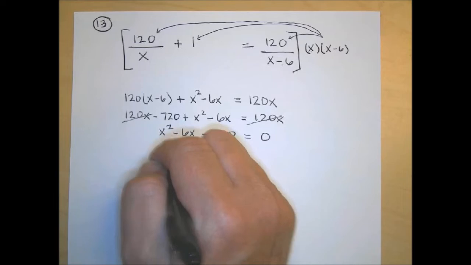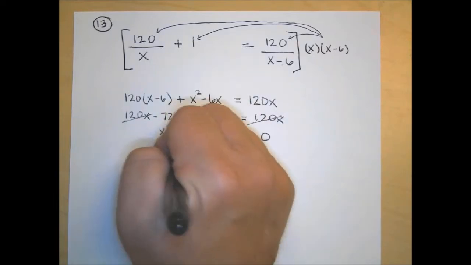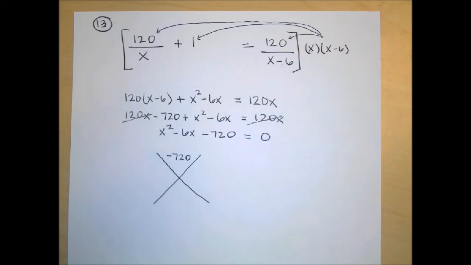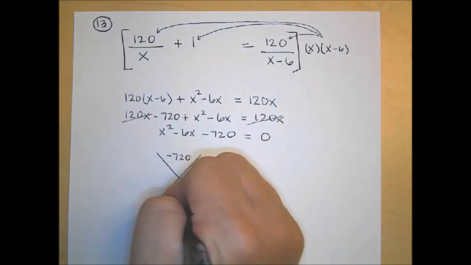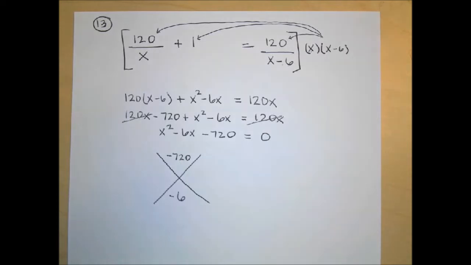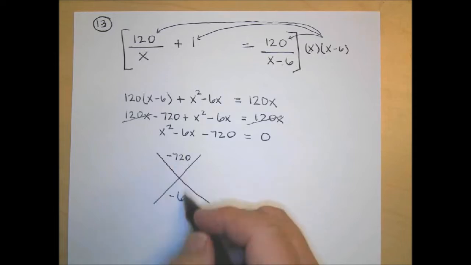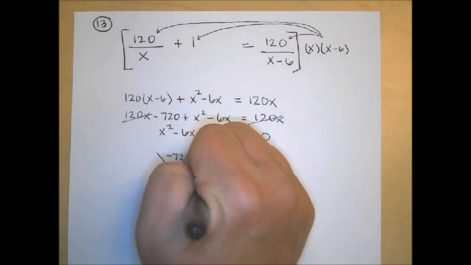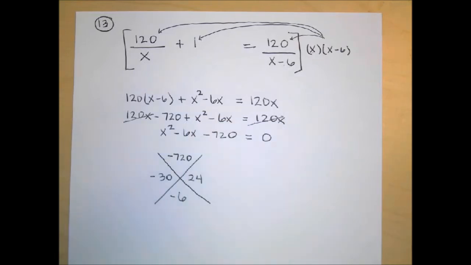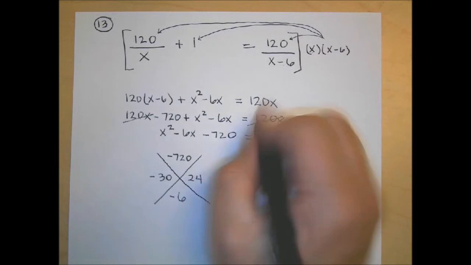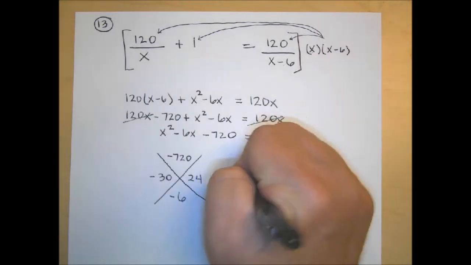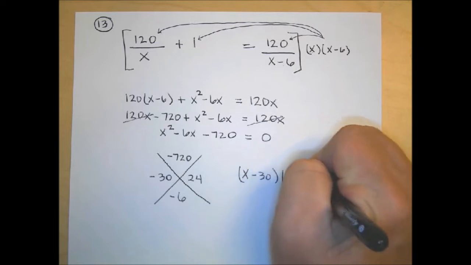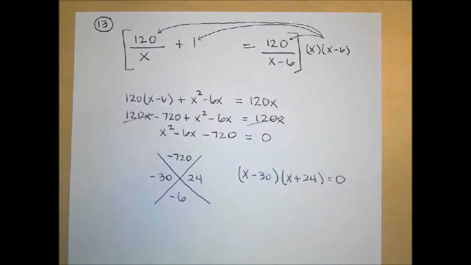Now, you might have to play around with this combination for a minute. We're looking for factors of negative 720 that have a sum of negative 6. Okay? And they do exist, I guarantee you. It's a combination of 30 and 24. But in order to make the negatives work right, it's got to be negative 30 and positive 24. Which means the factors in the problem are X minus 30 and X plus 24 equals 0.